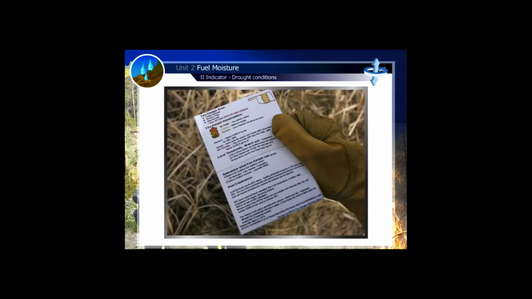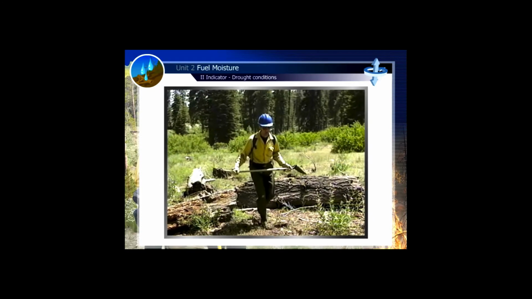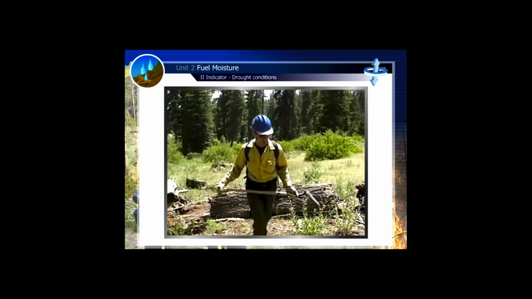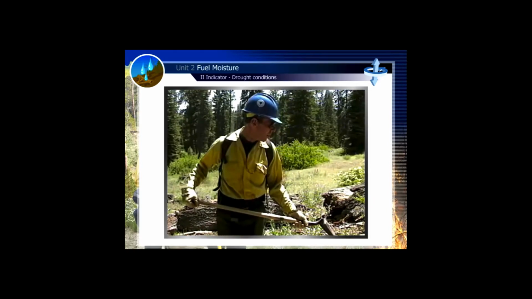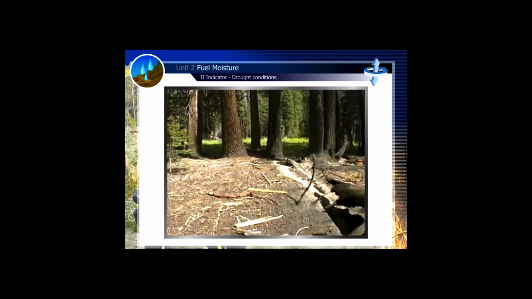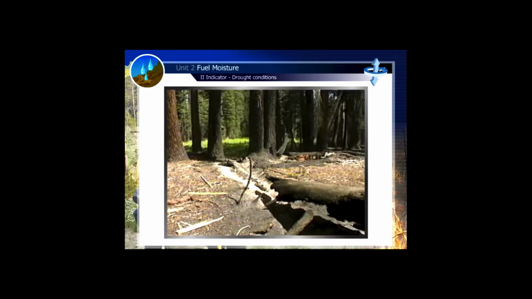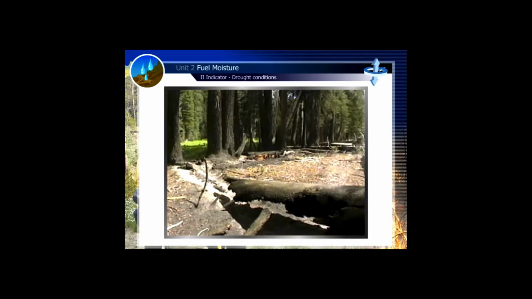To assess local drought conditions, refer to the pocket card for the area. It may have the threshold for 1,000-hour fuel moisture. Ask local fire personnel about drought conditions. Look at the vegetation and trees. How dry are the larger dead fuels? Observe areas where there have been recent fires. Did the large dead logs partially burn or burn down to ash pits?